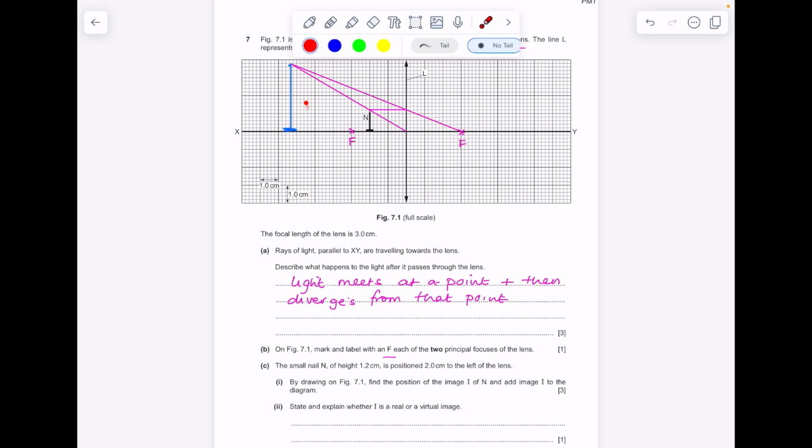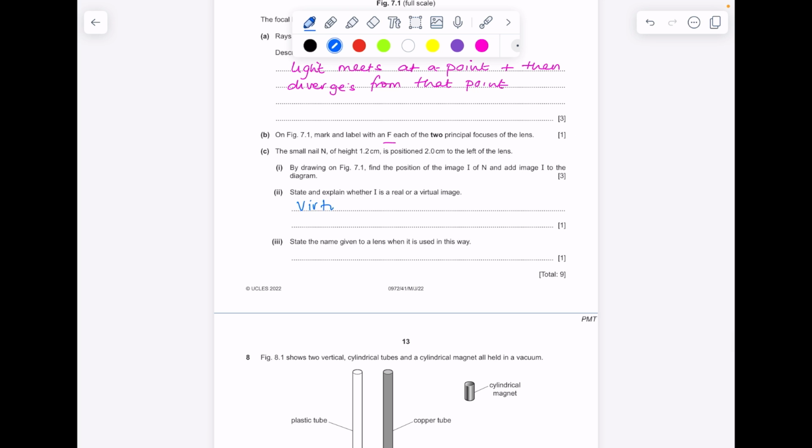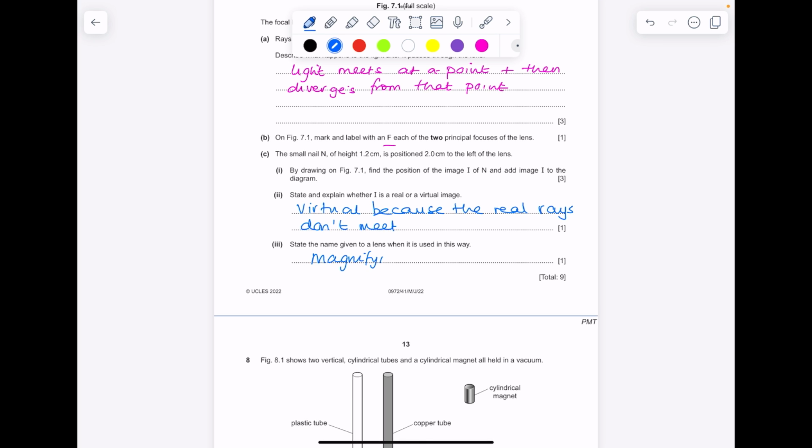So you can see that the image of the nail is going to be virtual because it can't be produced on a screen. It's going to be enlarged and it's going to be upright. So it's virtual because the real rays don't meet. State the name given to a lens. When it is used in this way, it's going to be a magnifying glass.